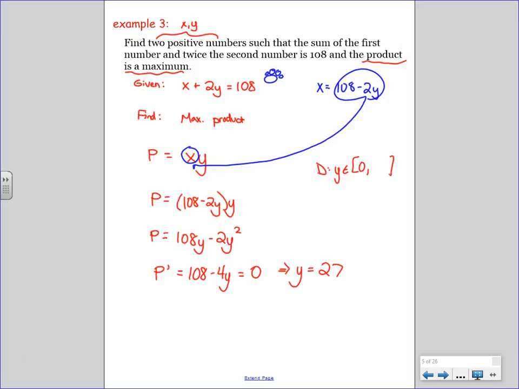Oh, is there a top one? Yes, there is. It's bound by 108. So if x was 0, what would y be? 54.